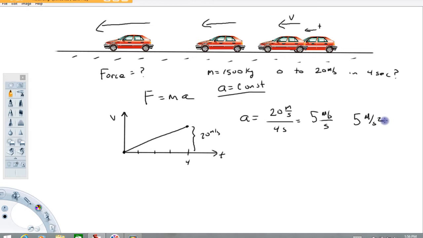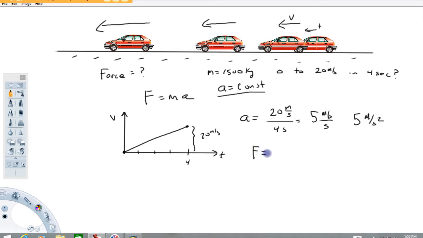Those are equivalent. I like to write it like this, 5 meter per second per second, because I feel that that is a good way to help my brain understand what that acceleration means. After 1 second, this car is going to be moving 5 meter per second. And after another second goes by, it's going to be moving at 10 meter per second. And after a third second, 15 meter per second, and so forth. All right, so we've got the acceleration. We can now find the net force acting on the car.